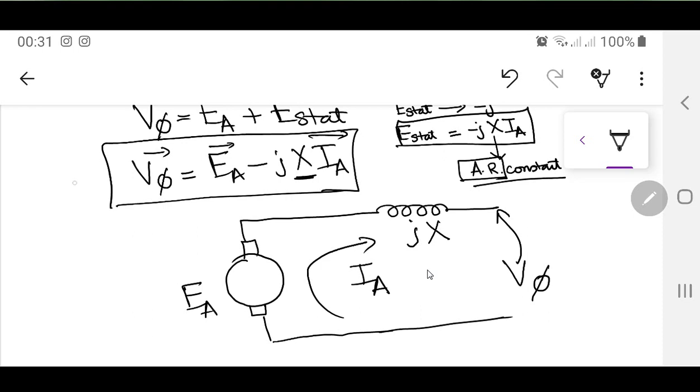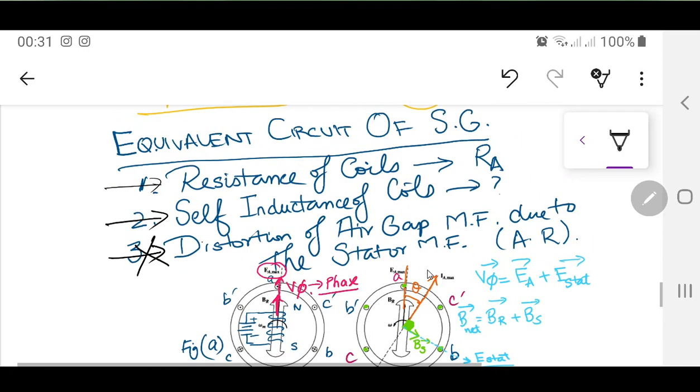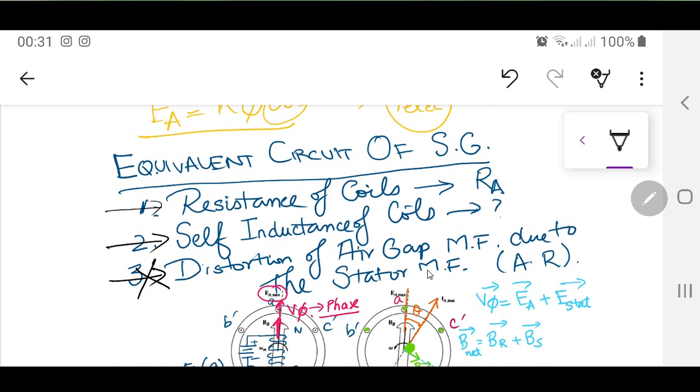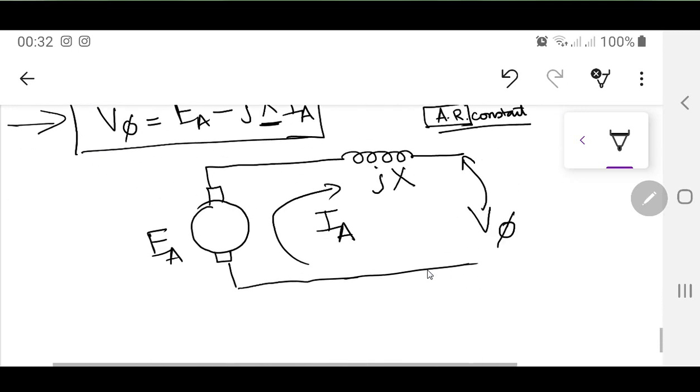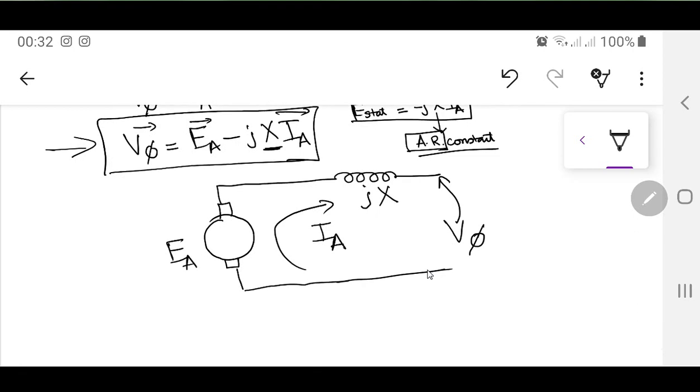Now this equation has so far modeled only the armature reaction. Still two things are remaining. If I go back, one is the resistance of the coil, which I told you is RA, and the other is the self-inductance, which is going to be modeled as XA. The subscript A is being used for the different windings, so I have EA as the subscript for one phase.